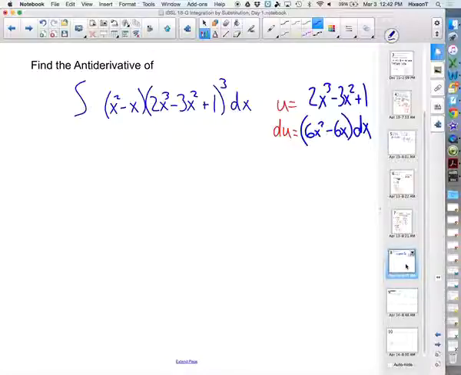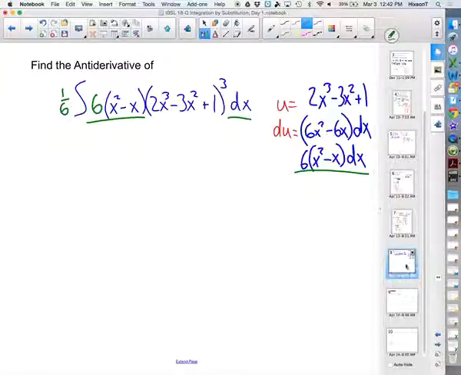So now, what do we have to do with this one? We multiply 6 into it. If we factored a 6 out, x squared minus x, then we would see, hey, we actually have most of this already. So I just need to throw a 6 in here and a 1/6 out here. And we got it. And then you're integrating 1/6 times the integral of u to the third du.